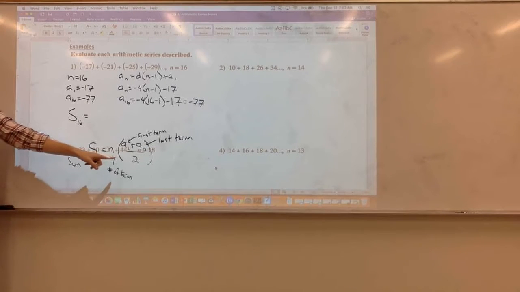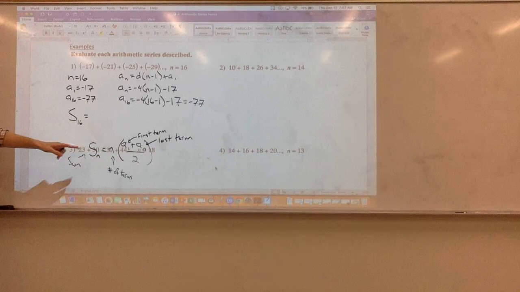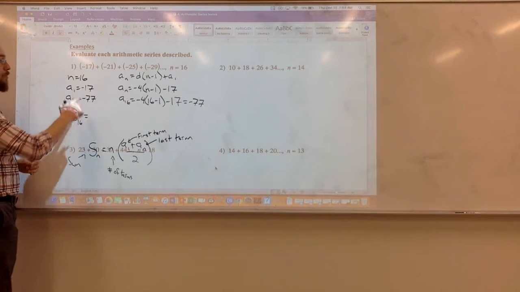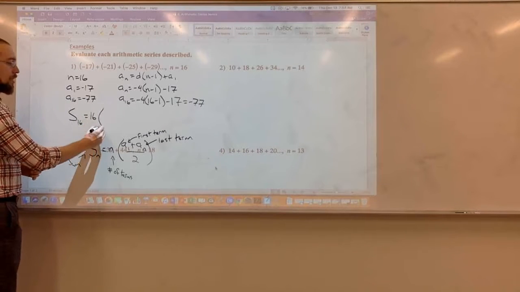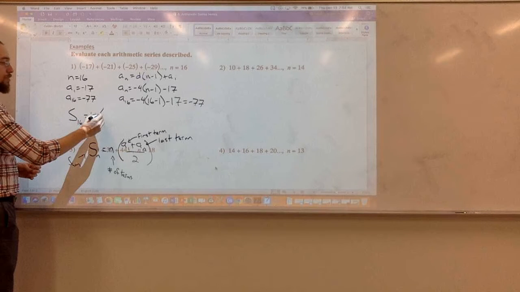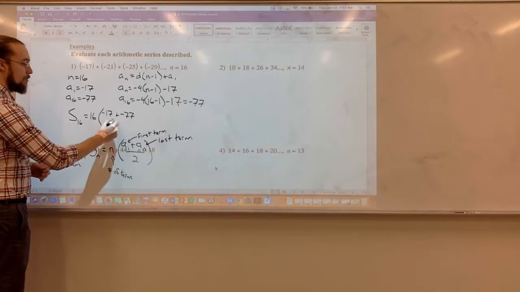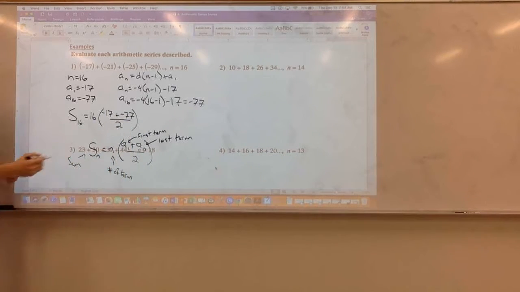Now I'm going to use this formula. I've collected the 3 pieces of information I need to plug into my sum formula here. So I can say S sub 16, that means the sum of the first 16 terms, is equal to the number of terms, so 16, times the first term plus the last term, divided by 2.